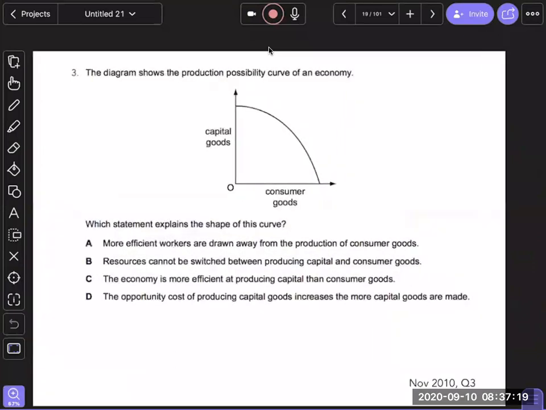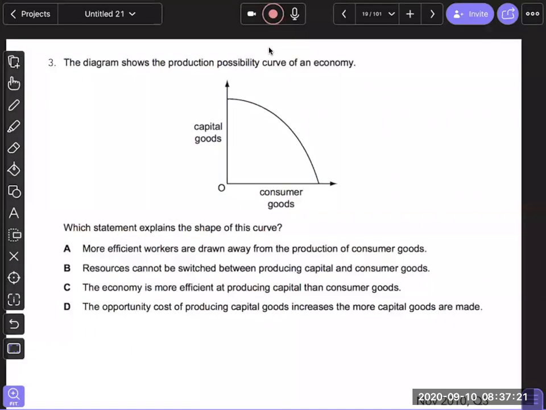Okay, let's look at this one. The diagram shows the production possibility curve of an economy. Which statement explains the shape of this curve? Can somebody tell me the answer to this one? Anyone who can tell me the answer for this one?